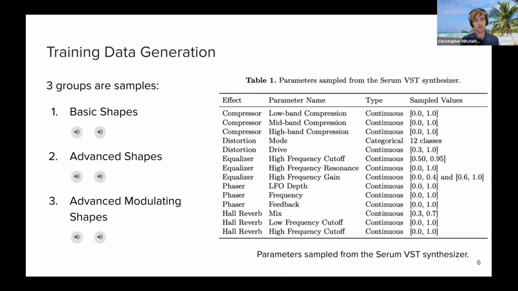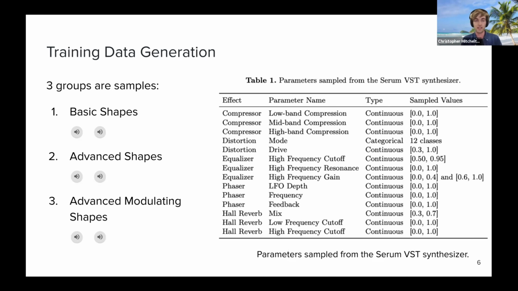We have continuous and categorical. So continuous parameters are knobs that you turn from 0 to 1 and have a continuous change to the sound. And categorical parameters are essentially modes. So for example, distortion has a mode of different types of distortion, and there's 12 different modes that you can cycle through. So with these 5 effects and these multiple parameters, it becomes an infinitely exploding combination of different sounds that you can create.